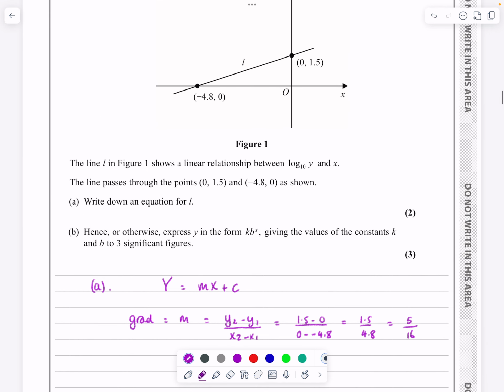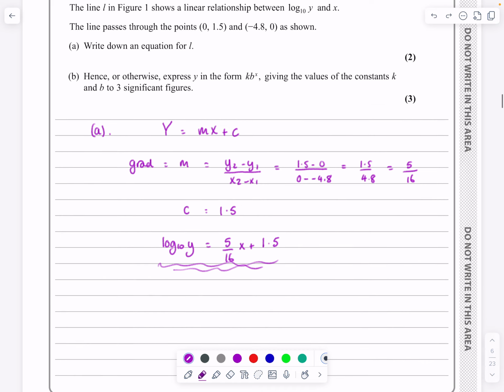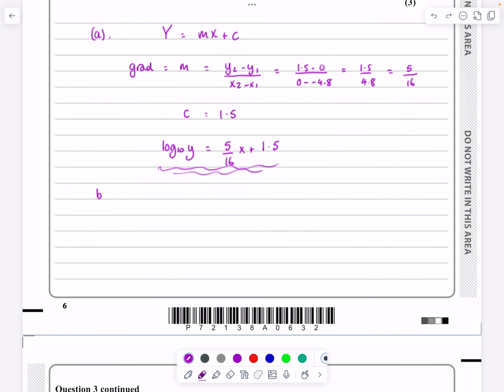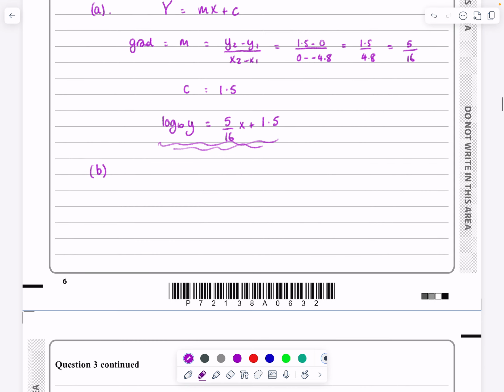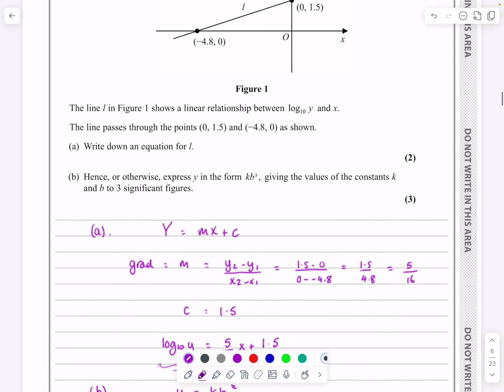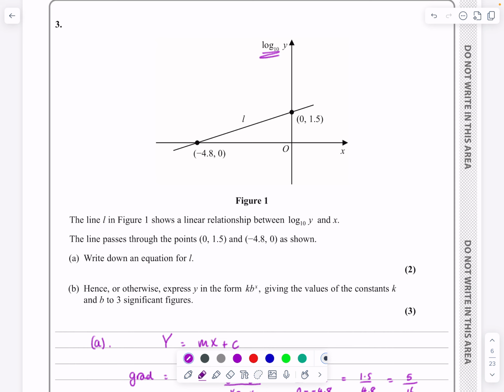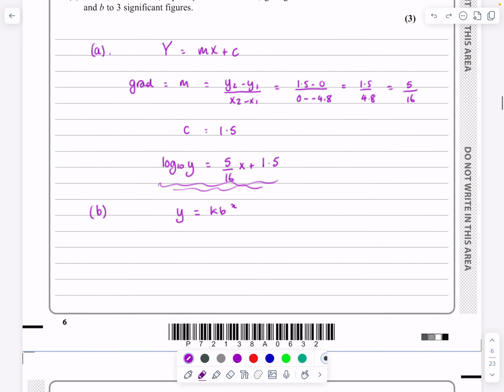Part B then says, hence or otherwise express y in the form kb to the x, and give all the values of the constants and everything for that. So again, as I said earlier on, you need to have practiced doing these questions already, because I know exactly how to get started with this question, simply because I've seen one similar to it. If we've got y equals kb to the x, what we can do is apply lots of different log rules to this. So first of all, I'm going to take log of everything, and I'm going to take log to base 10, because I know that's in the question there.